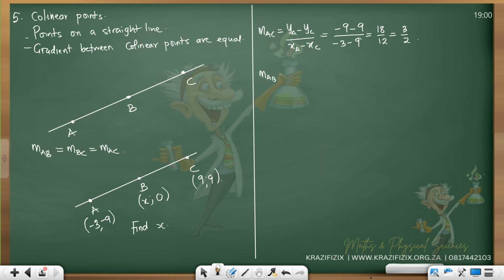Gradient of AB, YA minus YB over XA minus XB. What is my gradient of AB? It is the same as AC. So 3 over 2. What is the Y value of A? -9. Y value of B is 0. X value of A is -3. What am I using again? B. Why did I write C here?